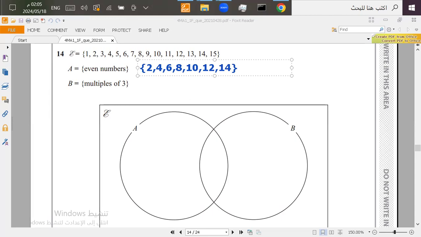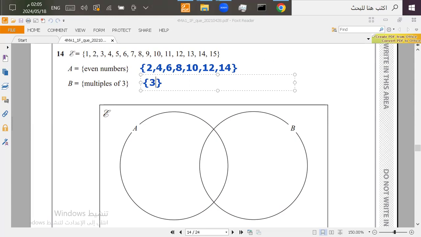These are the even numbers. Now, let's talk about the set of multiples of 3. Let's put the brackets like this. Let's fix it. Yes, brackets. Okay.